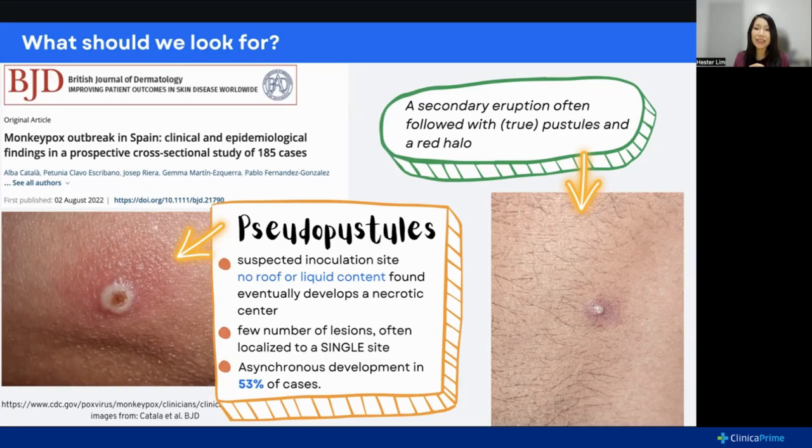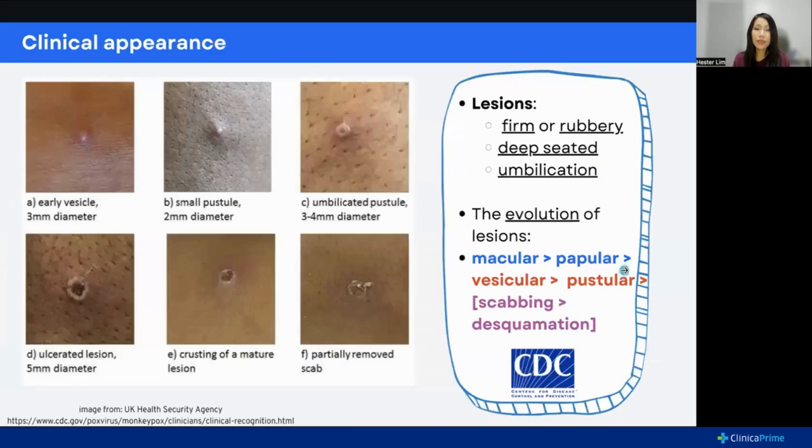And many patients had a secondary eruption, followed by the development of true pustules and an erythematous halo. So a lot of these patients developed an asynchronous development of rashes. Now, the CDC also describes the different lesions in Mpox. So they describe first an early vesicle, followed by the development of a pustule, which then becomes umbilicated over time, which then becomes ulcerated over time, later on developing a crust and then a partially removed scab.